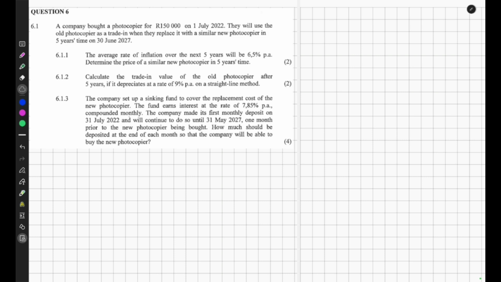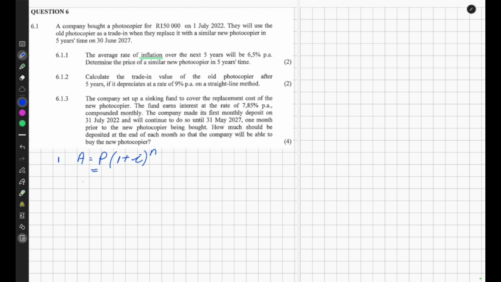Question 1. The average rate of inflation over the next 5 years will be 6.5%. Determine the price of a similar new photocopier in 5 years' time. Now, the key word in that sentence is inflation. If you see the word inflation, then you know it's going to be compound interest. Inflation can't be simple interest because the whole purpose of inflation is making it more expensive than it was last year. You are just going to use A = P(1 + i)^n.